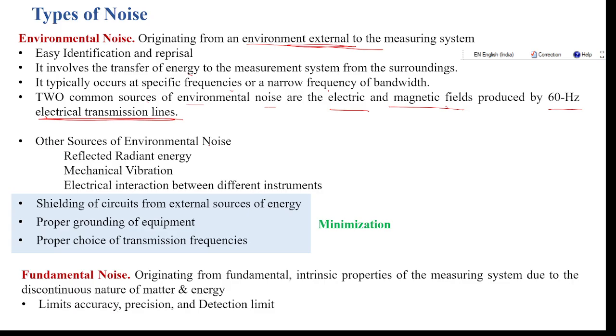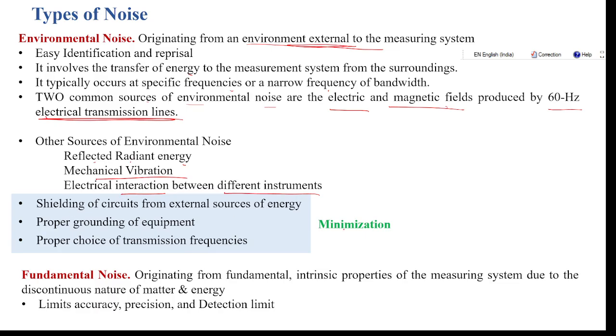The other source of environmental noise is reflected radiant energy, meaning the energy we are giving is going to be reflected, so it is also going to create noise. Mechanical vibration: for example, there is an instrument and you are vibrating something behind it, it's going to create noise. Electrical interaction between different instruments: for example, two instruments are very close to each other and both are on, and there is some electrical interaction happening, so this is going to be a noise.